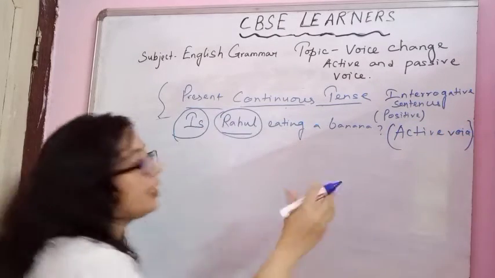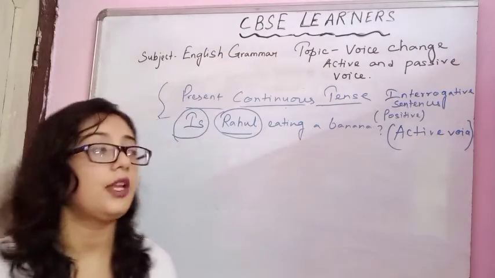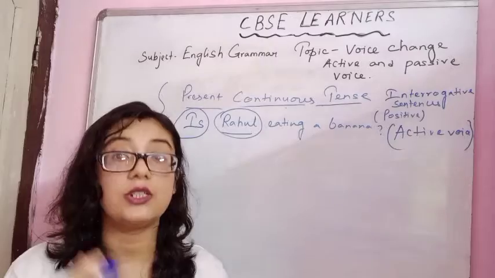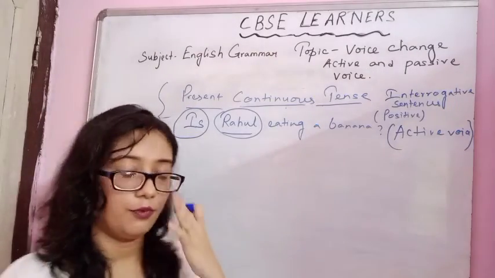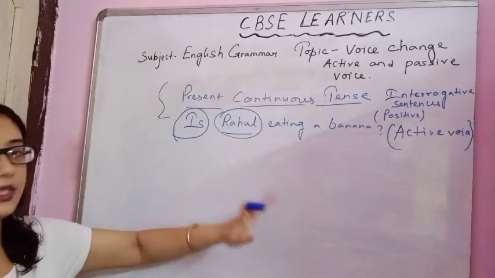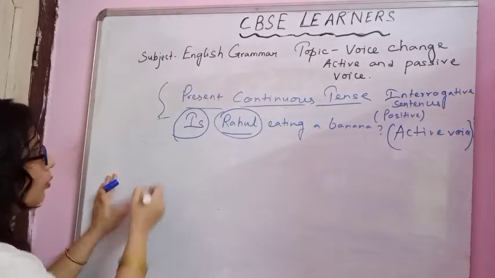Because "Is Rahul eating a banana?" means the focus is on Rahul. If they had focused on the object, which is the banana, then the voice would have been passive. But here, it is "Is Rahul eating a banana?" So how do we construct the formula?